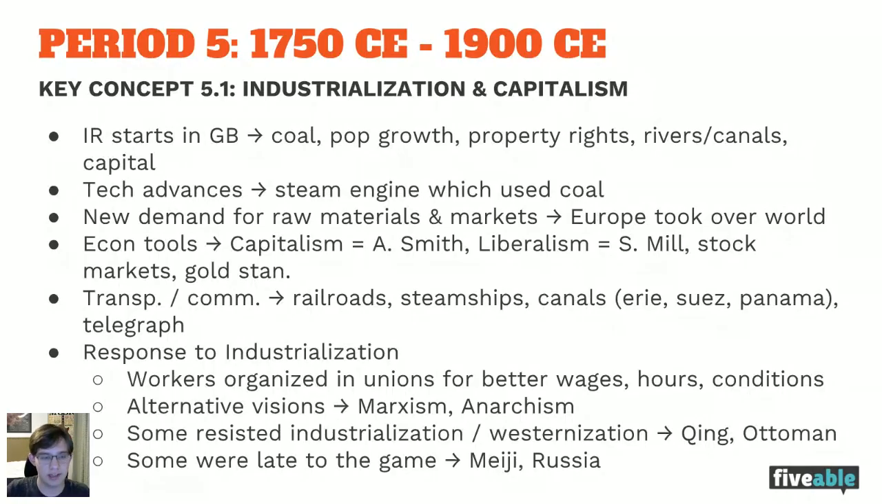And some did industrialize, but they were really late to the game. So you have things like the Meiji Restoration in Japan, which I can explain if you guys want. And then you see Russia, which has state-sponsored imperialism. And basically, you have Russia borrowing money from European countries in order to build factories. And this really doesn't end well.